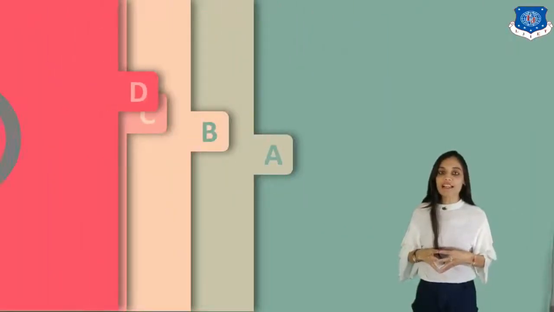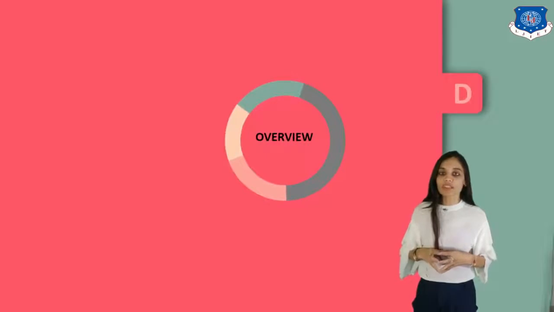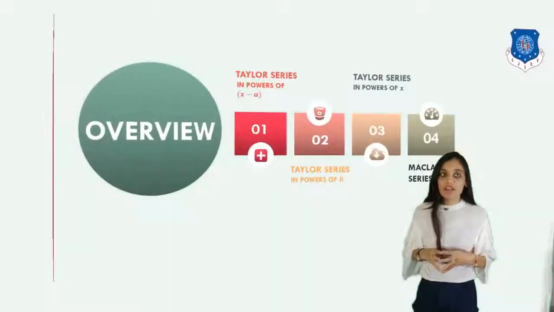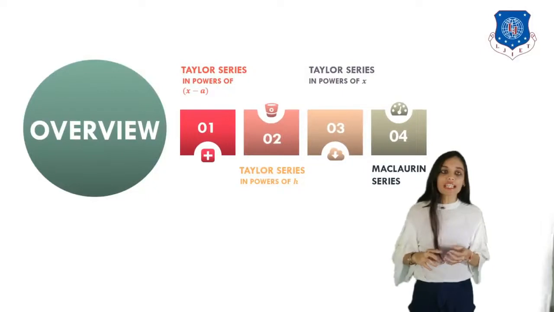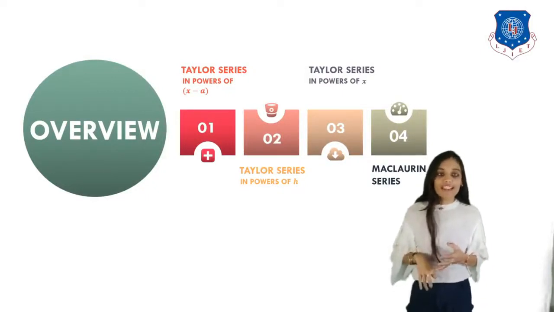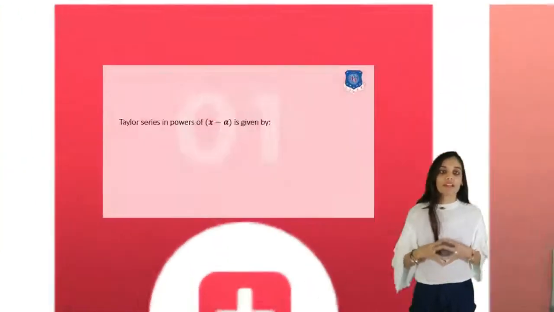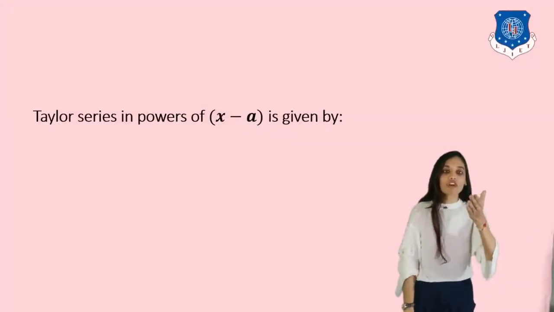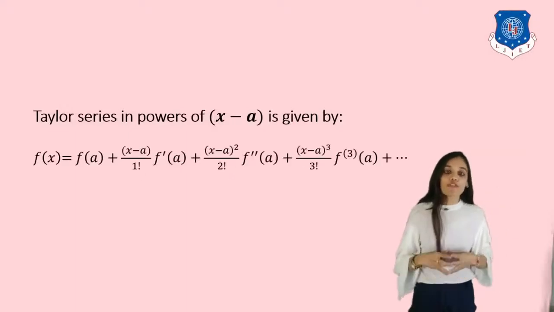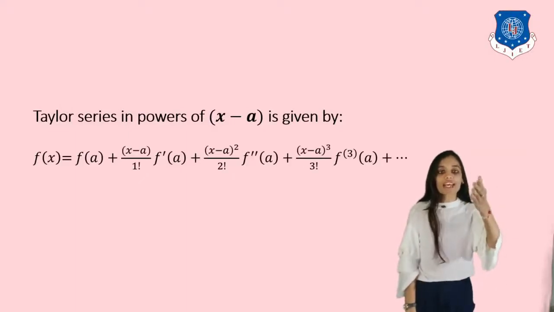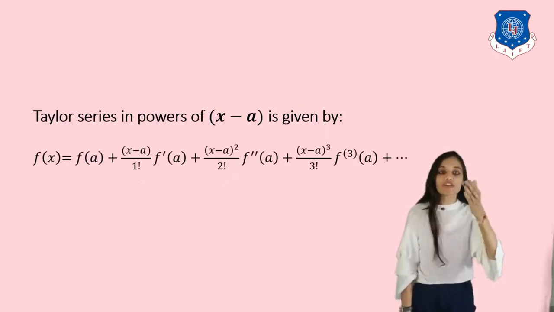So now let's have a glance at the overview of the whole chapter, that is Taylor and Maclaurin series. Firstly, we have studied Taylor series in powers of x minus a, in powers of h, in powers of x, and lastly Maclaurin series. So firstly, let us see the formula of Taylor series in powers of x minus a. The Taylor series in powers of x minus a is given by f of x is equal to f of a plus x minus a upon 1 factorial f dash of a plus x minus a whole square upon 2 factorial f double dash of a plus and so on.